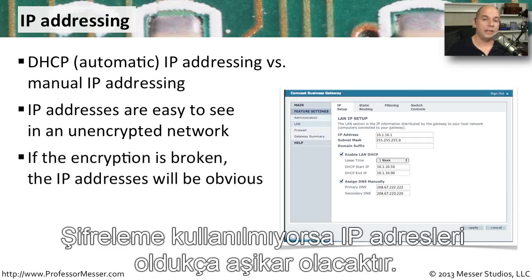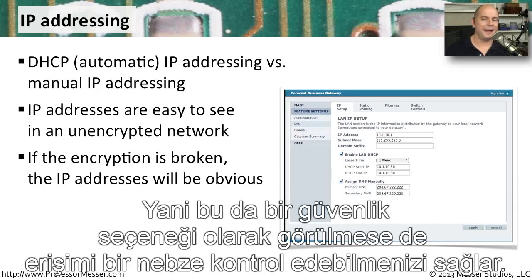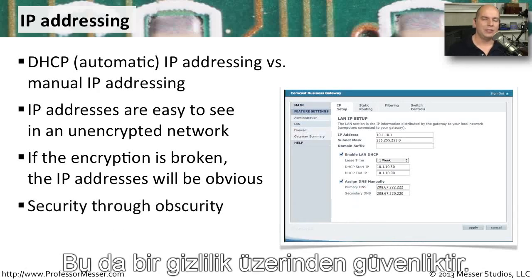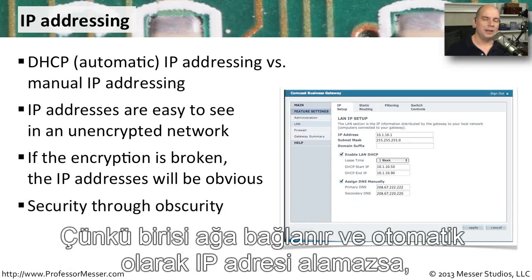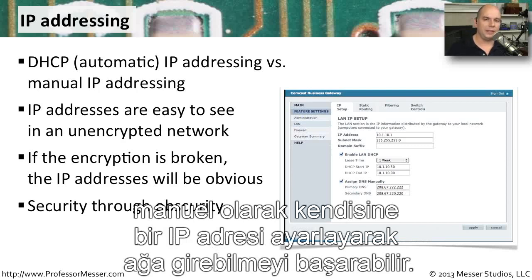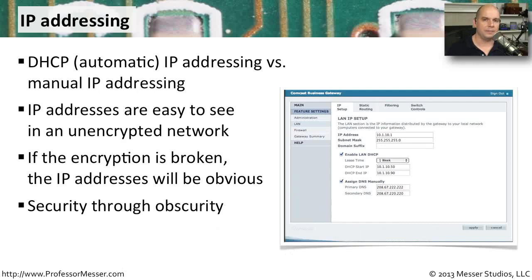Now, if there's not any encryption, IP addresses are going to be very obvious. So this really is not a security feature as much as it might be something used for a little bit of access control. Again, security through obscurity, because if somebody is plugging in and they're not getting an address automatically, somebody who really knows what they're doing can manually set addresses on their computer and still gain access to the network.